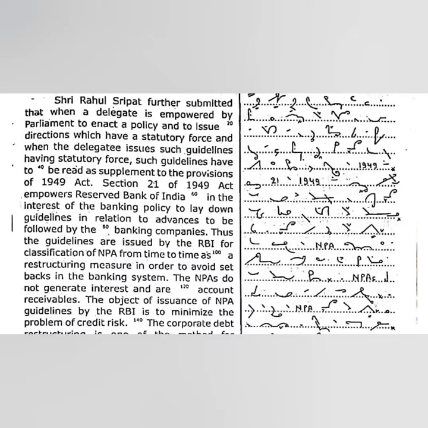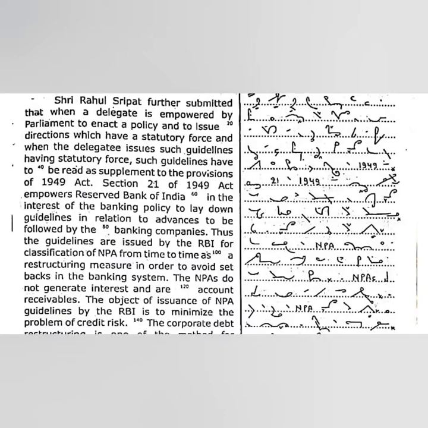Section 21 of the 1949 Act empowers the Reserve Bank of India, in the interest of the banking policy, to lay down guidelines in relation to advances to be followed by the banking companies. Thus, the guidelines are issued by the RBI for classification of NPA from time to time as a restructuring measure in order to avoid setbacks in the banking system.